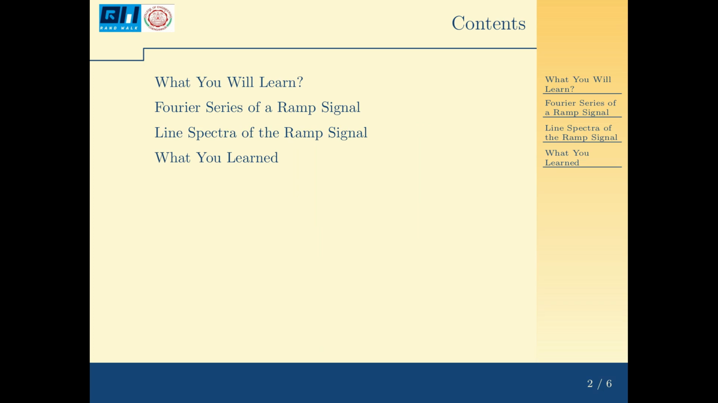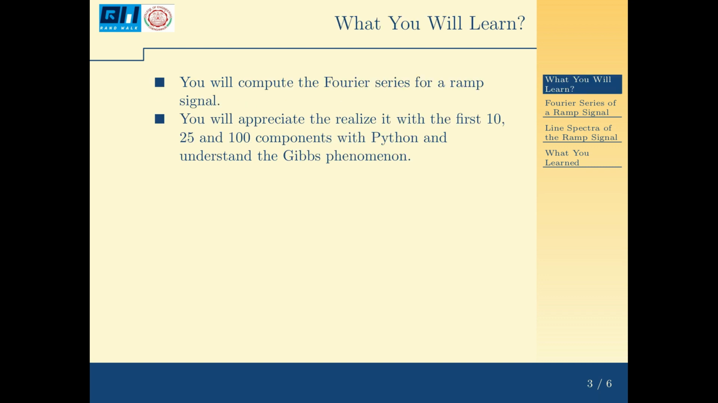Today's session is organized into your learning outcomes, computation of the Fourier series of a ramp signal and the line spectra of the ramp signal, and the summary of understanding, of course with a Python demo. Your learning outcomes are: you will compute the Fourier series of a ramp signal, then you will appreciate the Python program code and realize it with the first 10, 25 and 100 components, and then you will understand the Gibbs phenomenon the same way you did for the square signal.